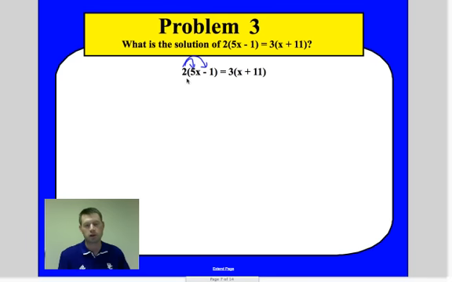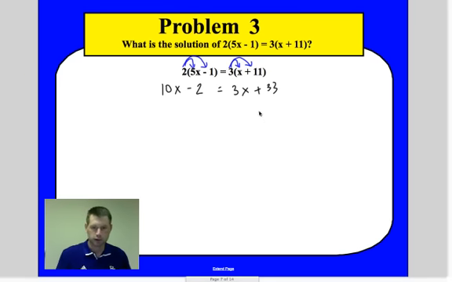Make sure you distribute all the way through. That's something we've been struggling with, making sure we go to each term, on the left and right sides. We always want to distribute all the way through. So 2 times 5 gives us 10x minus 2, still equal to 3x plus 33. I haven't changed the quantity yet. All I've done is simplified it down.